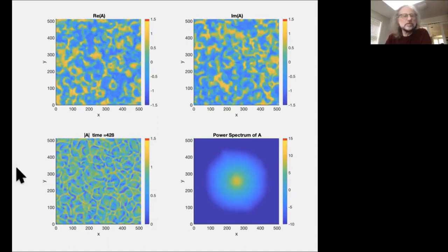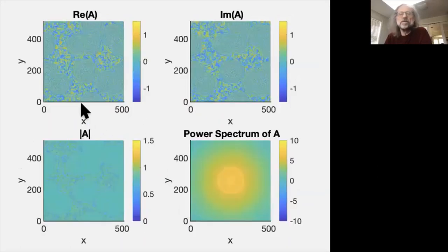Let me go to another simulation where we start again with a large number of spirals. Well, in this case, not such a large, but a good number of spirals. But we're in a slightly different parameter regime. And so we'll see what happens with these spirals.